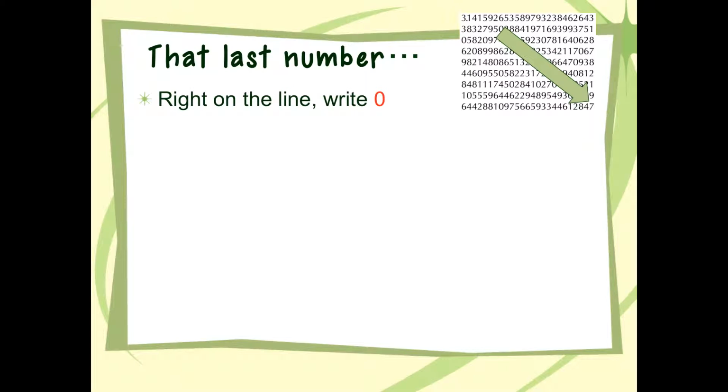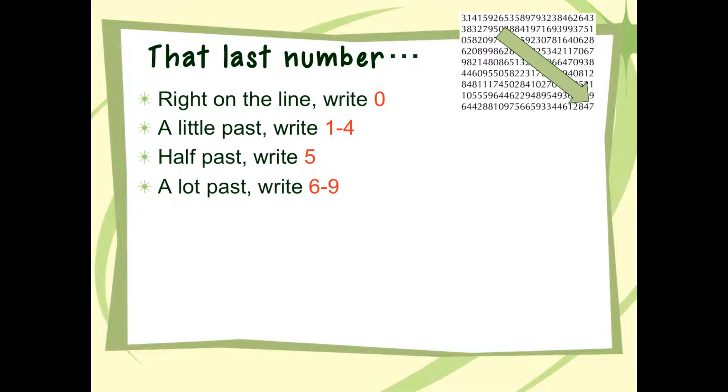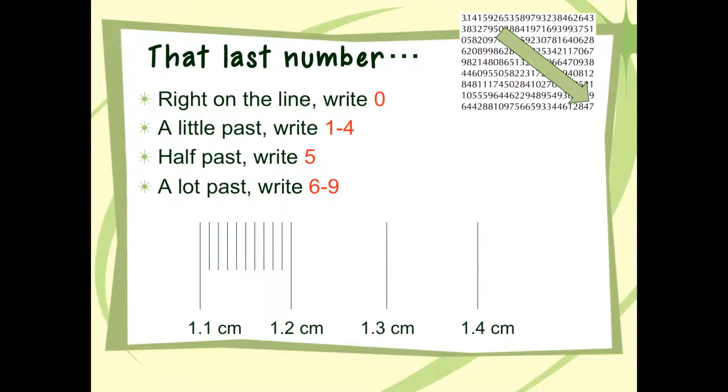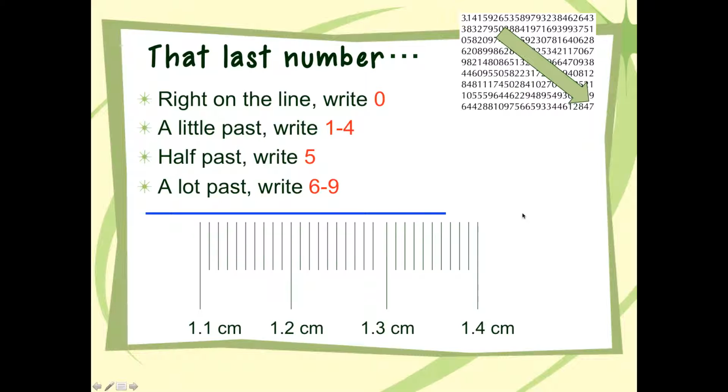So let me show you what I mean by that. If it was right on that line that we had shown, you would put a 0. If it was a little past, you'd write 1 or 2 or 3 or 4. If it was half past the 2 lines, you would write 5. If it was a lot past that line, you'd write a 6 through 9. So let's get that imaginary ruler back in there. If it had been right on this line, we would have put 1.30. If it was a little bit past, like if it only had been right here, we would have put 1.32 or 1.33. If it was half past, we would have put 1.35. If it was a lot past, we would put 1.36 or 7 or 8 or 9, that kind of idea. So that's what we mean by how you decide that last number.